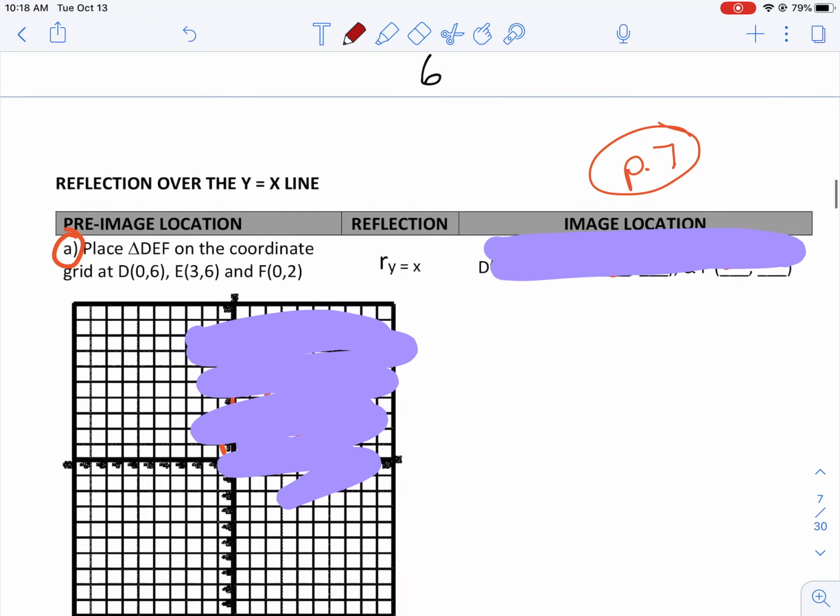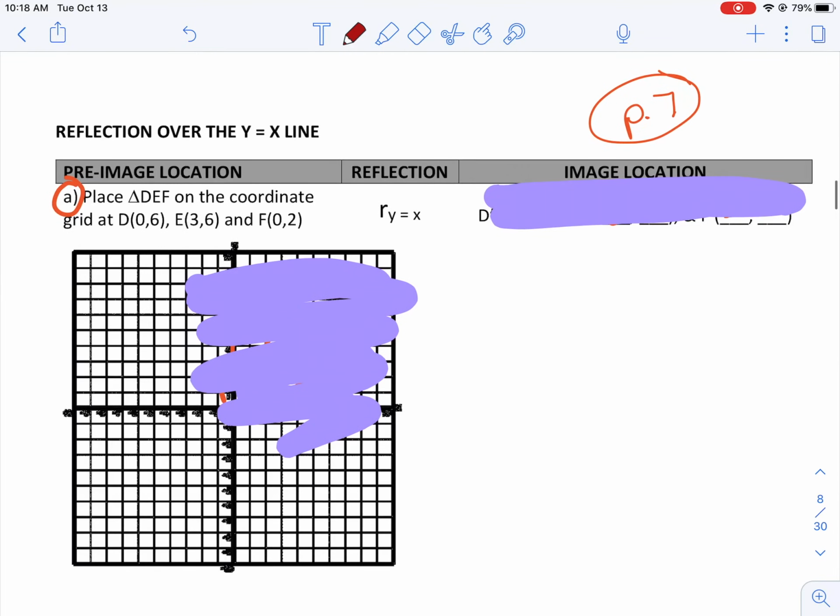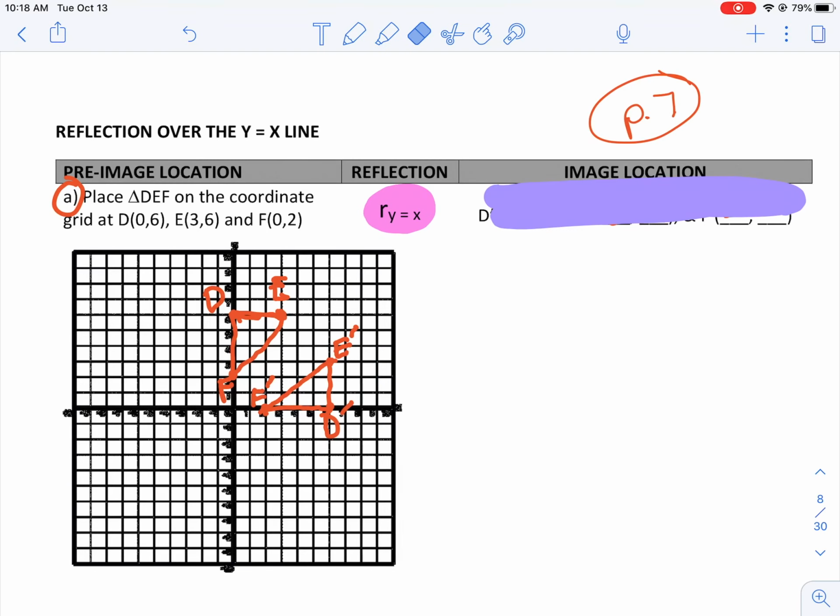And then last but not least, page 7. Now on page 7, we have a little bit of a different reflection here. We're reflecting all about the line y equals x. So I'm going to keep our original triangle. So go ahead and graph our original triangle.